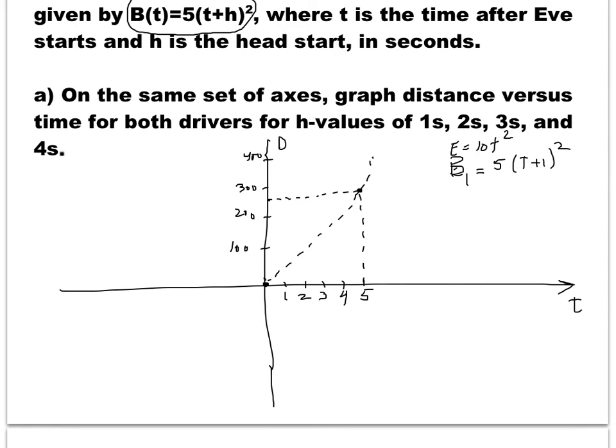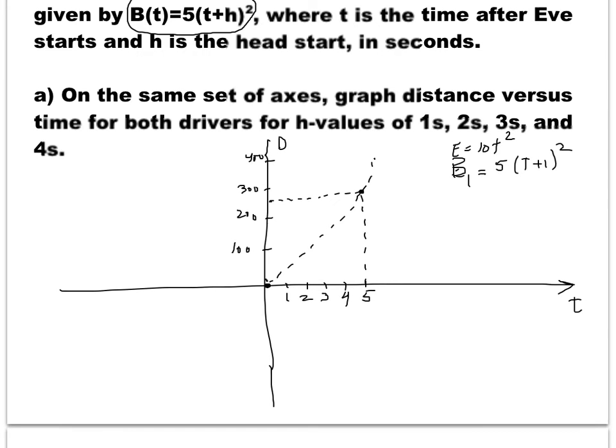Now if I assign t to be equal to 5, I'm going to get 5 plus 1 is 6. 6 squared is 36. Then 36 times 5 is going to give me 180. So if t is equal to 5, then you are going to get 180, which is somewhere around here. So our graph now would go something like this one. So this is our B1, and this one is E.